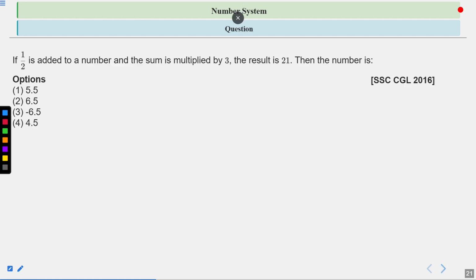Next one: half is added to a number and the sum is multiplied by 3. The result is 21. Then the number is? This question was asked in the SSC CGL exam in 2016. So there are 4 options. First one is 5.5, second is 6.5, third one is minus 6.5, and fourth one is 4.5. Now you have 10 seconds to solve this question. Your time starts now.